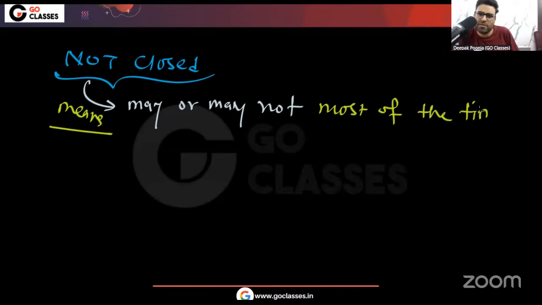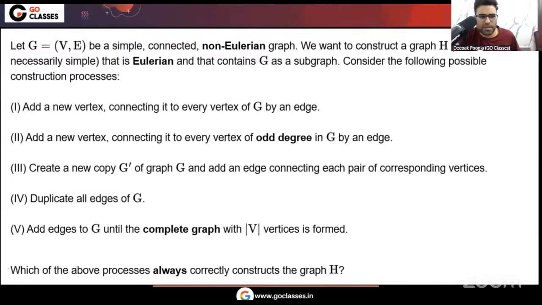What do I mean by most of the time? Notice one thing. If I say regular languages, yes, regular languages are actually closed. So basically, whenever you use this word not closed, then most of the time it will mean may or may not. For example, if I say the CFLs are not closed under intersection, it simply means that the intersection of two CFLs may or may not be a CFL. I hope this point is clear. Now let's move on to the next question.